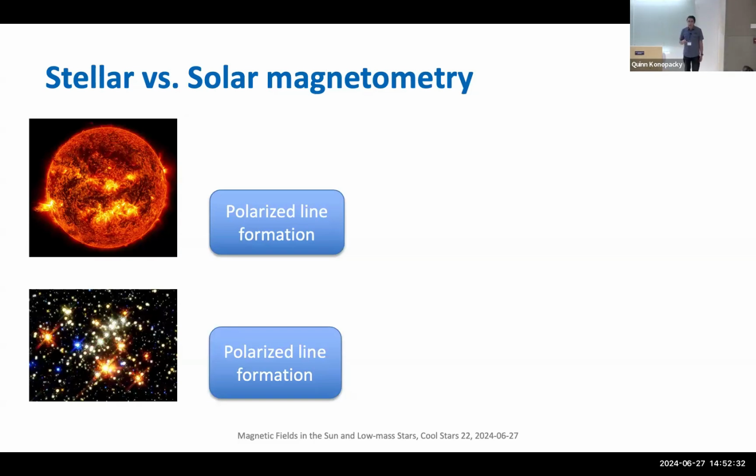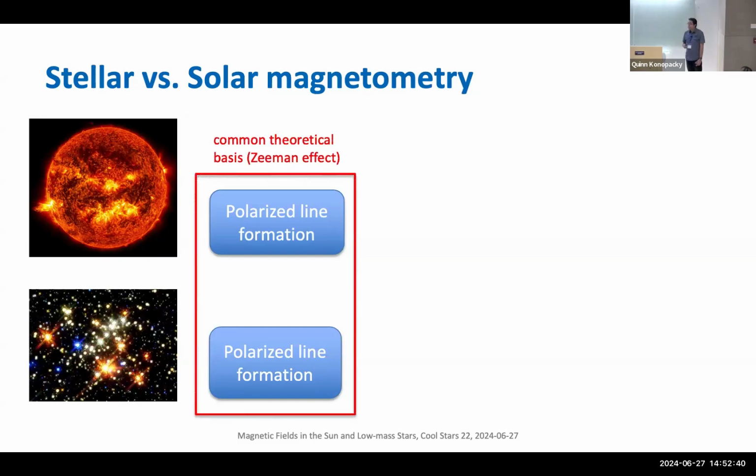So what is the difference between magnetometry as we do it for the sun and stars? Well, we actually start with exactly the same baseline. We use the Zeeman effect for both sun and stars, so we learn from each other very much. The local calculations of the Stokes parameter vector, for example, share the same principles.